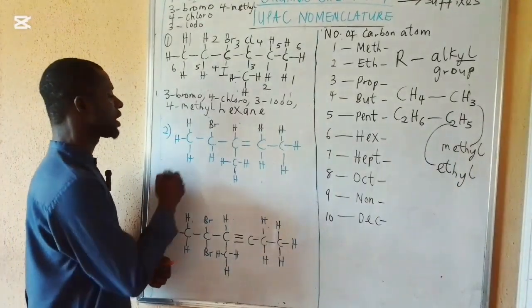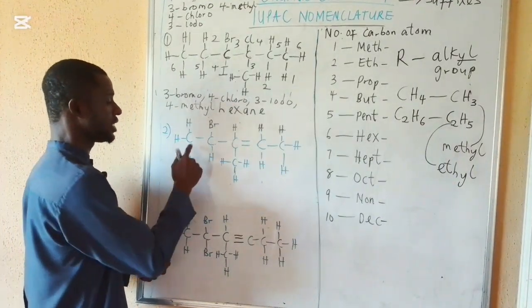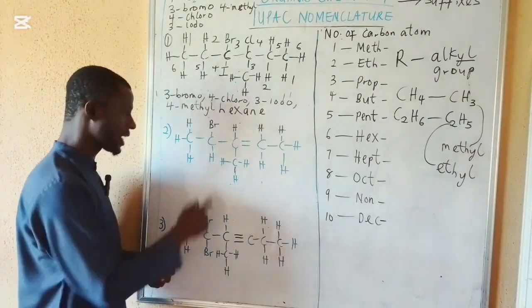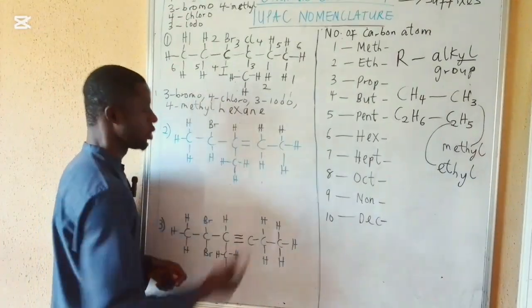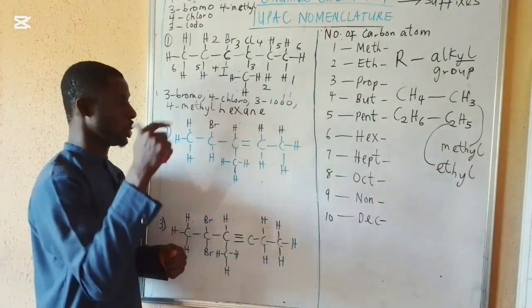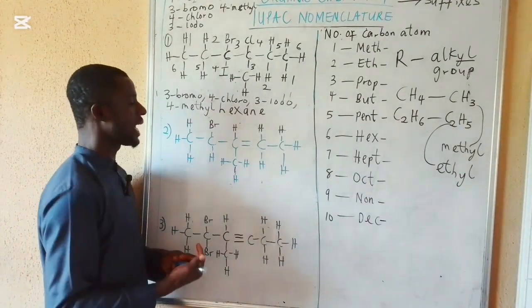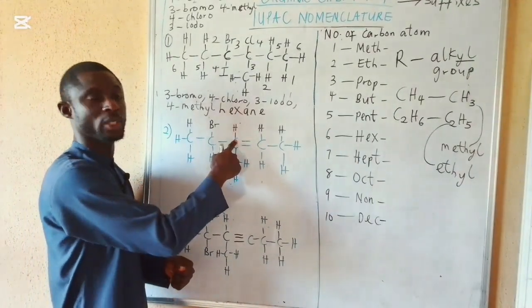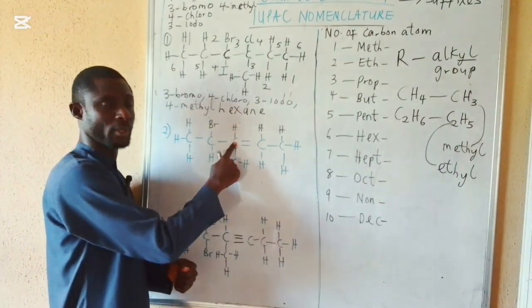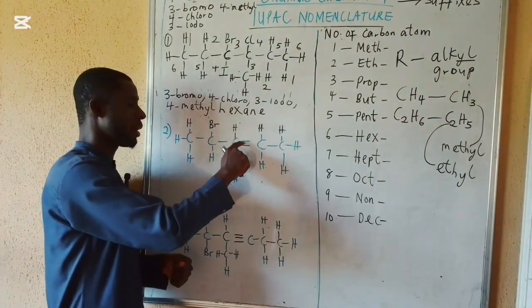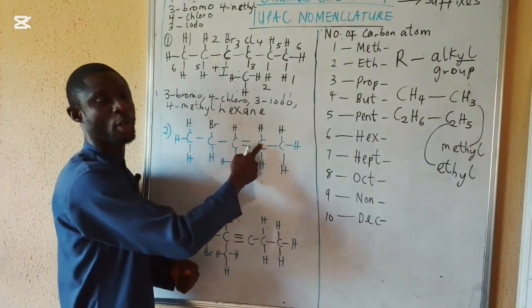So our longest continuous carbon chain here is 1, 2, 3, 4, 5. So we now number in such a way that the functional group has the lowest numbering. Now let's look at this place. If you number this way, 1, 2, 3, my double bond will be on carbon number 3. But if I number this way, 1, 2, my double bond will be on carbon number 2.